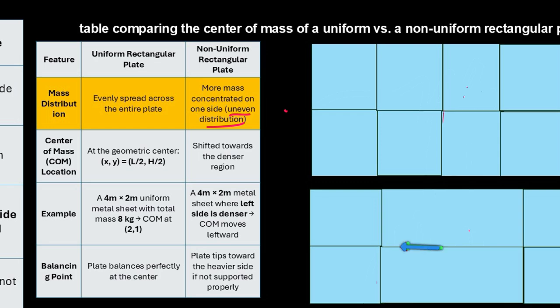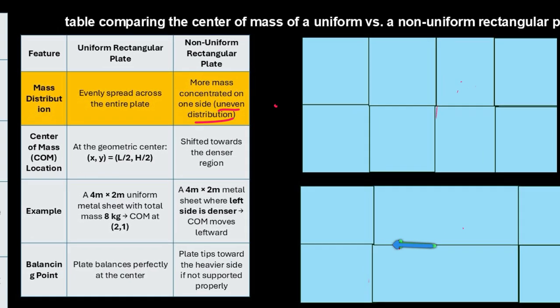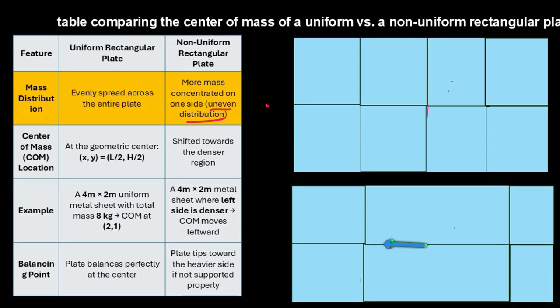To summarize this, if we compare the mass distribution in a uniform and a non-uniform plate: in a uniform plate, the mass distribution would be common across equal areas, right? So this will make 1 plus 1 plus 1 plus 4 into 2 becomes 8. Whereas in a non-uniform rectangular plate, there will be uneven distribution, and more mass will be concentrated on one side.